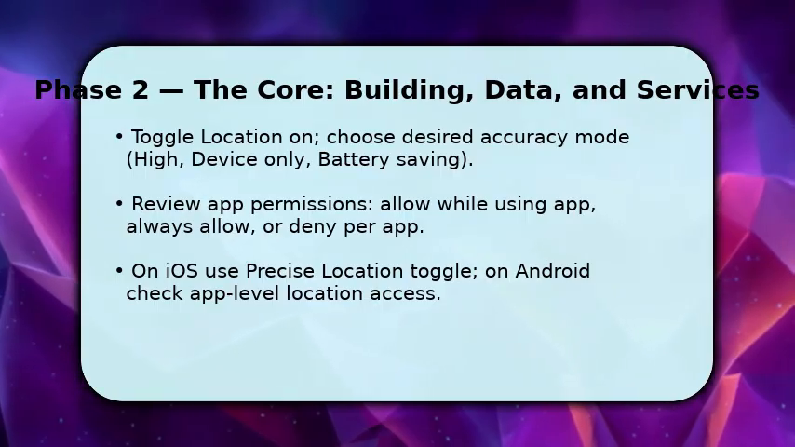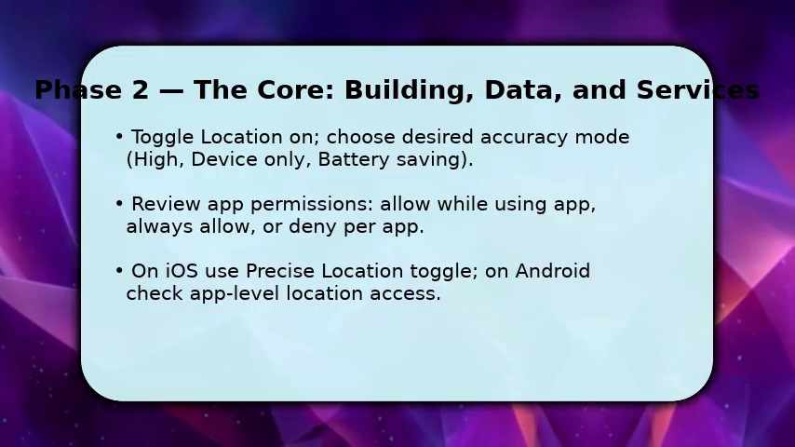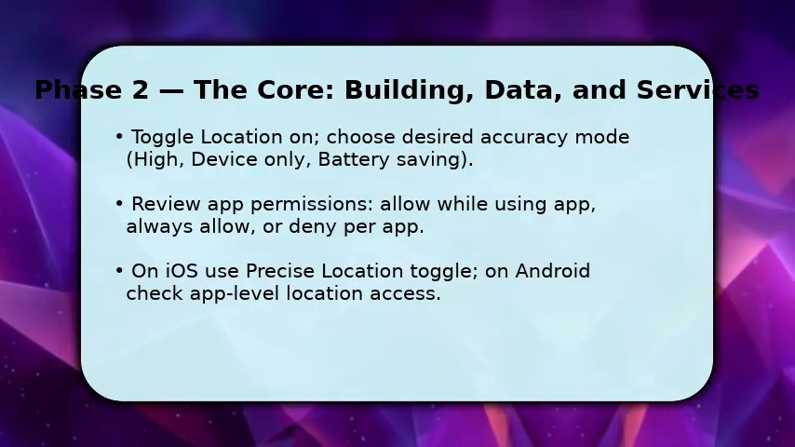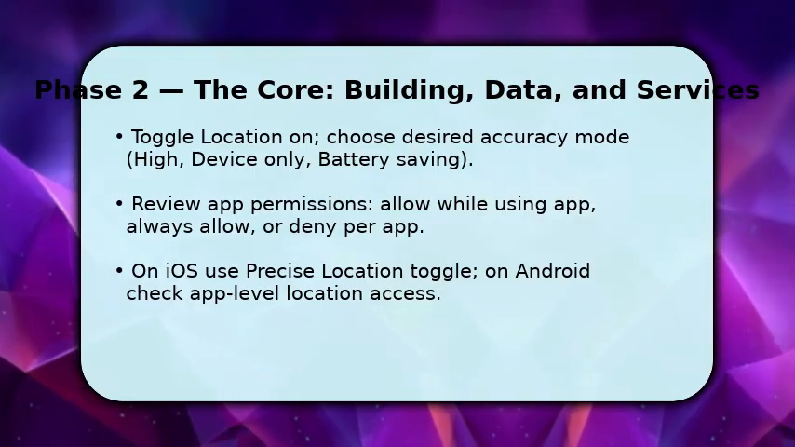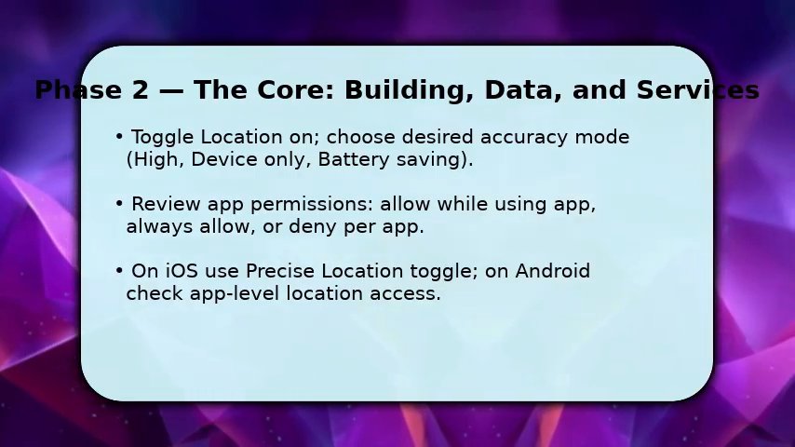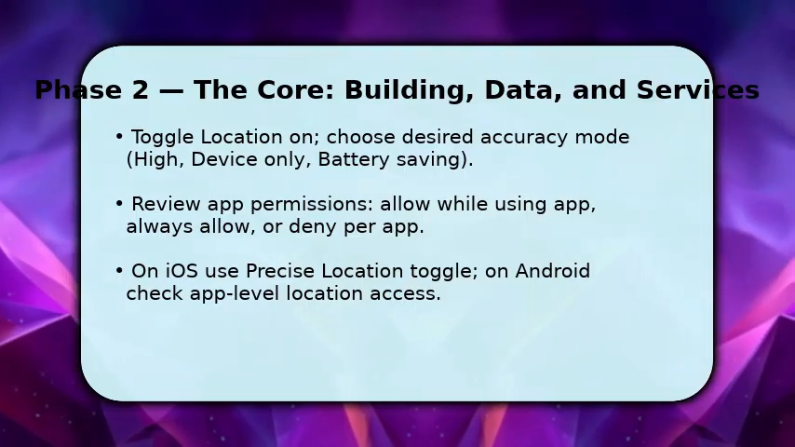Next, tap App Permissions or Location Access and set each app to While Using, Always, or Deny depending on your privacy needs. Make these choices deliberately. They determine both functionality and battery impact, and note the difference between temporary and permanent permission.